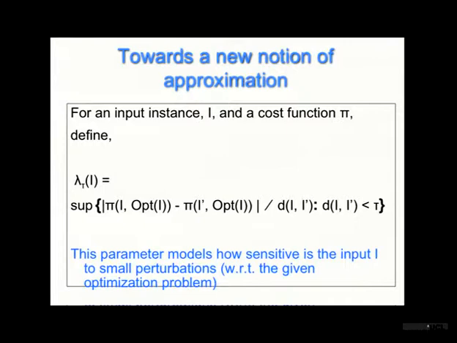So that's a property of my instance I. Some instances are going to be very sensitive. If in the neighborhood of this instance there is another instance for which what was optimal for I will be very bad for I prime, these will be sensitive instances, and I want to disregard those instances.